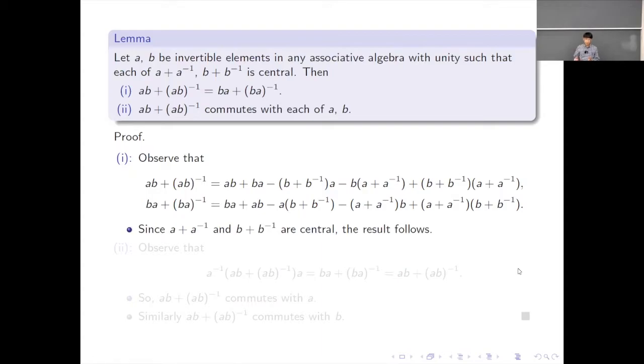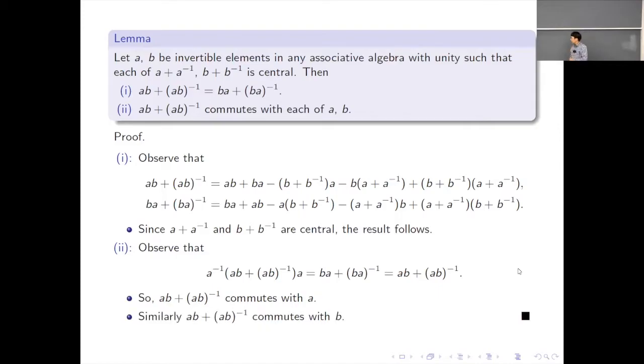Because A plus A inverse and B plus B inverse are central in our algebra, you just manipulate the right-hand side of these two equations, and it turns out that these two expressions are equal to each other. So the result follows. Apply A inverse and A from the left and right respectively to AB plus AB inverse, then it becomes BA plus BA inverse. But by part 2, it ends up being AB plus AB inverse. So we see AB plus AB inverse commutes with A. We also show that AB plus AB inverse commutes with B.